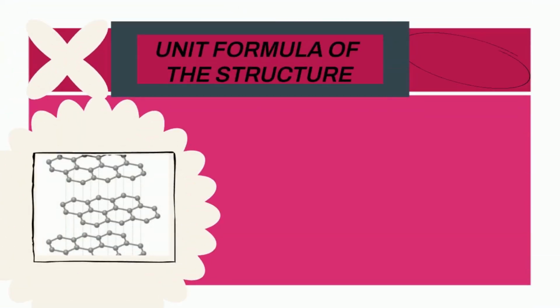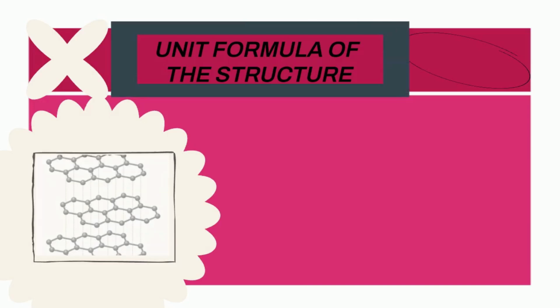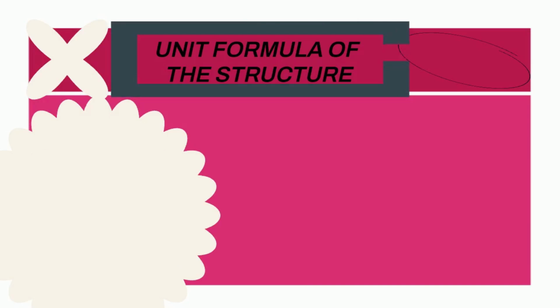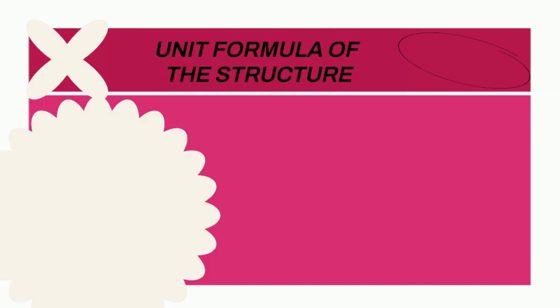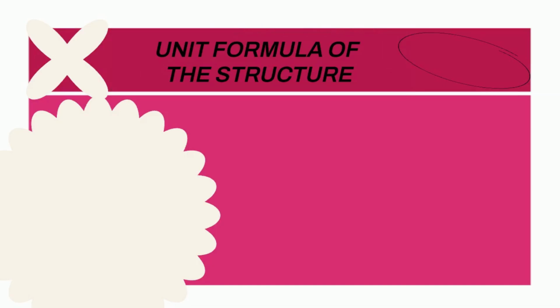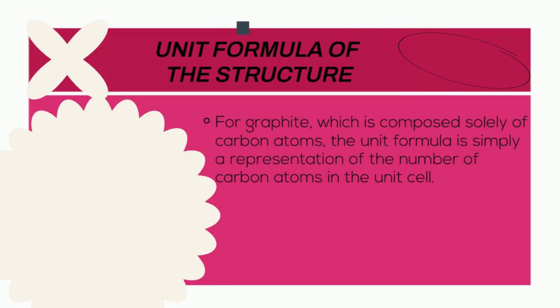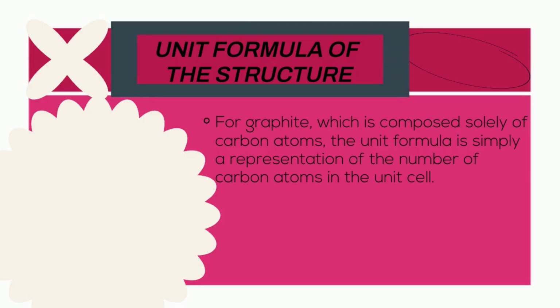Next, the unit formula Z of graphite. The unit formula represents the simplest whole number ratio of the elements within the unit cell of a crystal structure. It describes the composition of the smallest repeating unit of the cell lattice, considering the arrangement and sharing of atoms within the unit cell. For graphite, which is composed solely of carbon atoms, the unit formula is simply a representation of the number of carbon atoms in the unit cell.